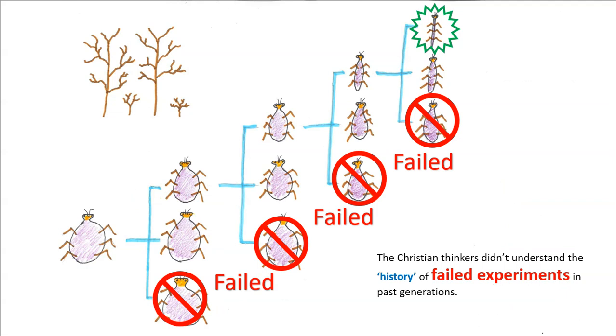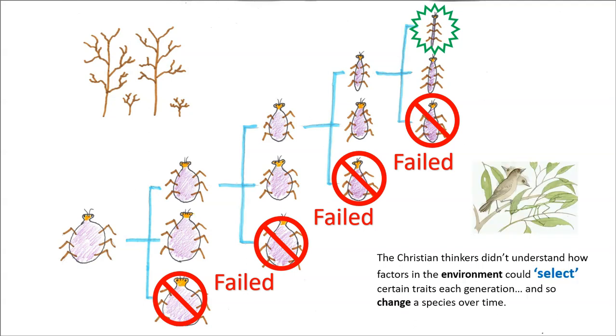The Christian thinkers didn't understand the history of failed experiments in the past generations. The Christian thinkers didn't understand how factors in the environment could select certain traits each generation and so change a species over time.